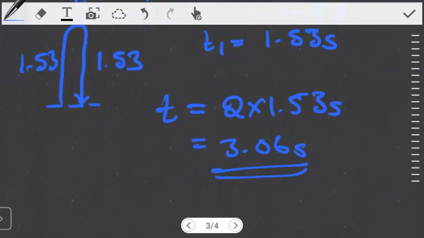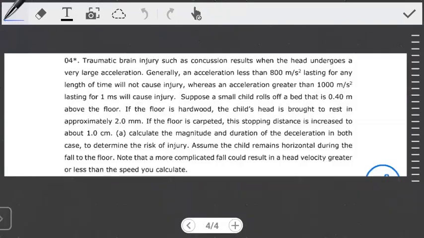Okay, so I hope you were able to follow through this. This was just an introduction. We'll look at some more interesting questions as we go, but in the next tutorial, we're going to look at one interesting question: the traumatic brain injury question.